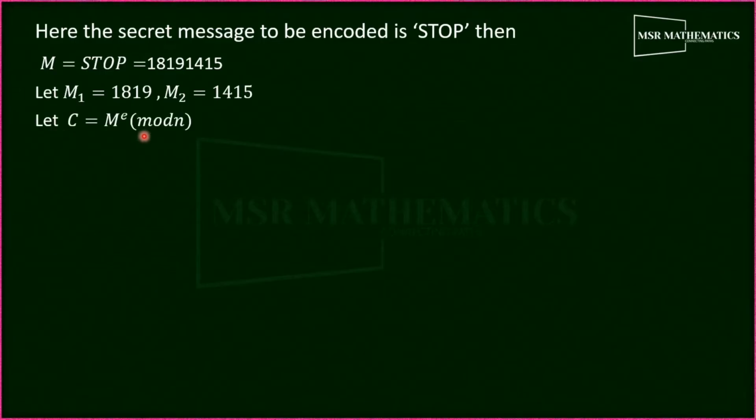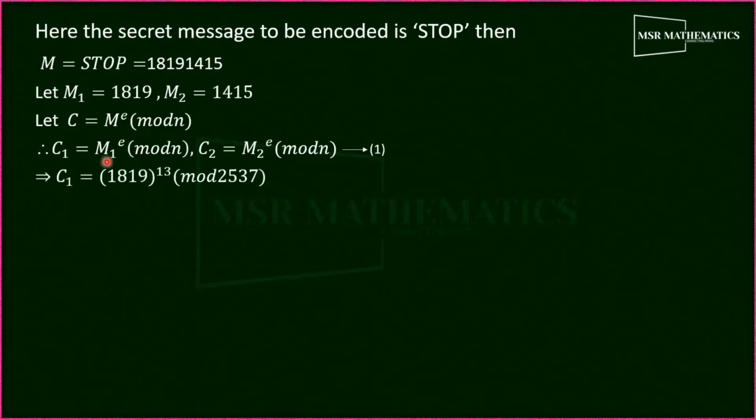We know that C is equal to M to the power E under modulo N. Here M is the plain text and C is the cipher text; encryption is given by the formula C equals M to the power E under modulo N. To obtain the C value, first we have to find C1 and C2. C1 is given by the formula M1 to the power E under modulo N, and C2 is given by M2 to the power E under modulo N. Here C1 is for M1, that is 1819, and C2 is for M2, 1415. Call this equation number 1. First we find C1 for M1, and next C2 for M2.